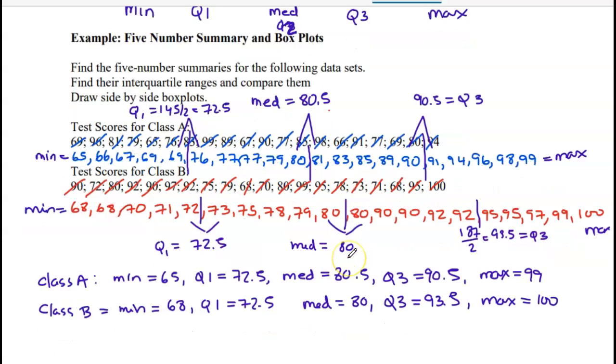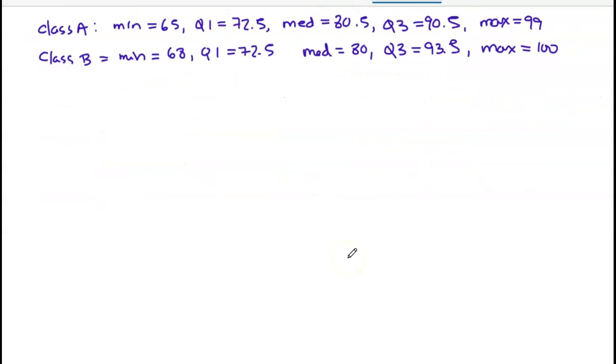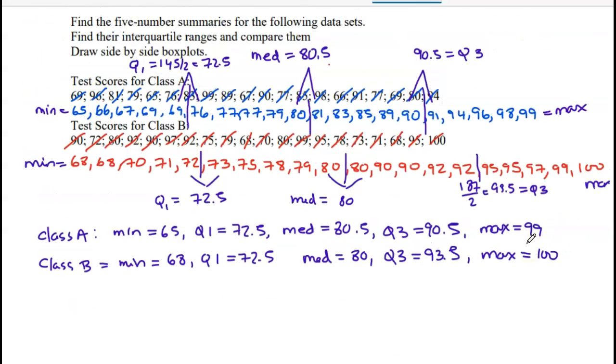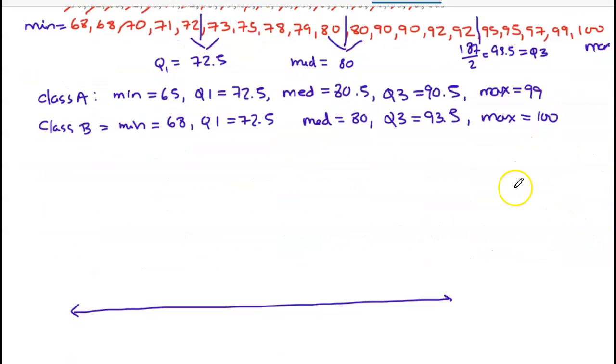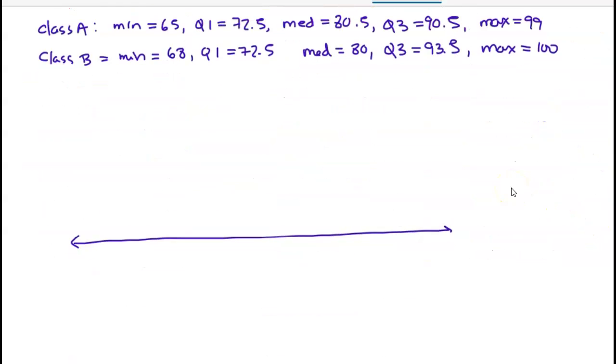Alright, so now we're going to use these to make box plots. You can do horizontal or vertical box plots, either way you choose. I'm going to do a horizontal one. You want to start with the number line and use your data to guide you how to mark it. We can see that our minimum is around 60, our maximum around 100. So maybe we can go from 60 to 100.